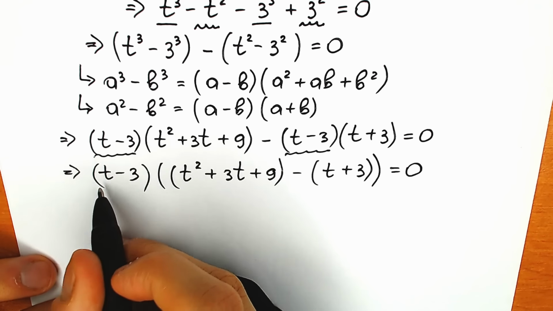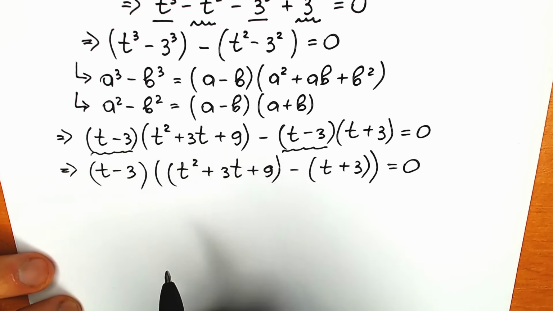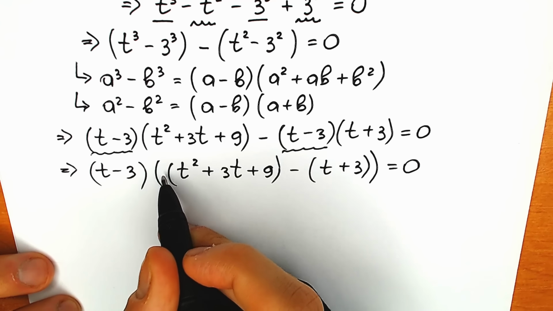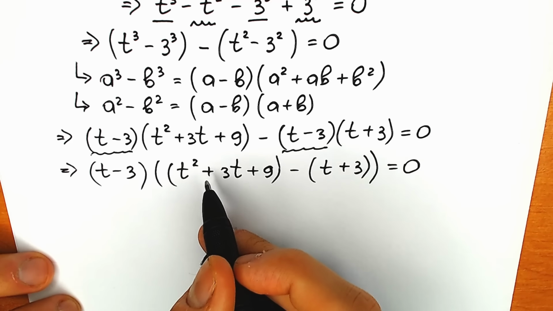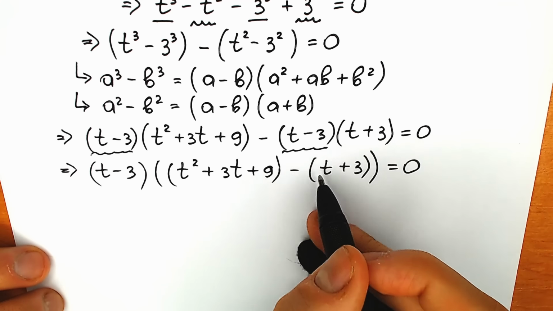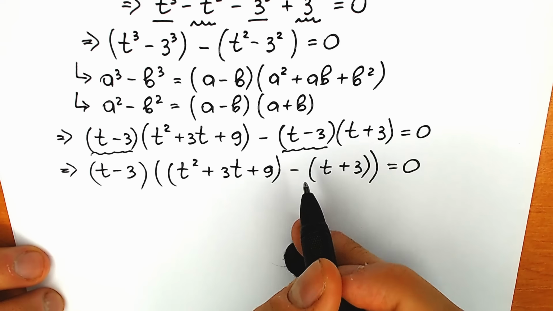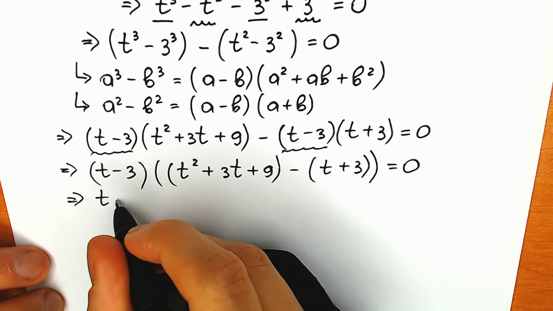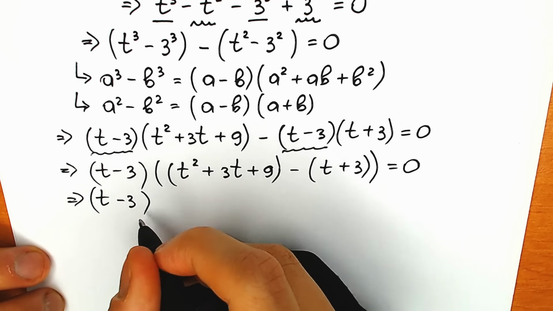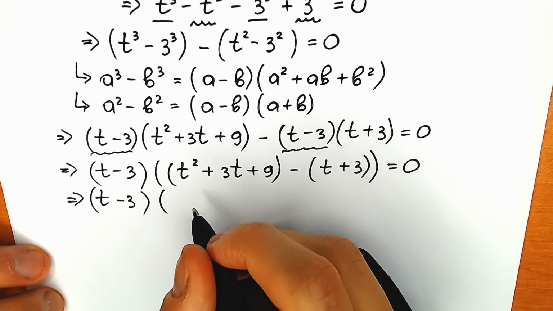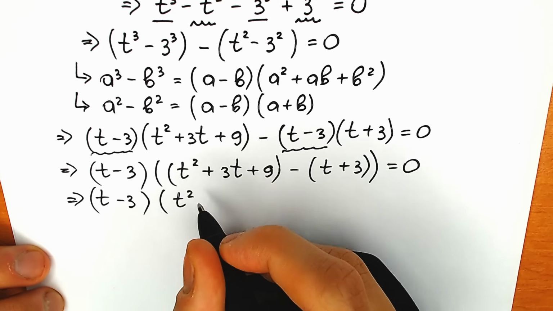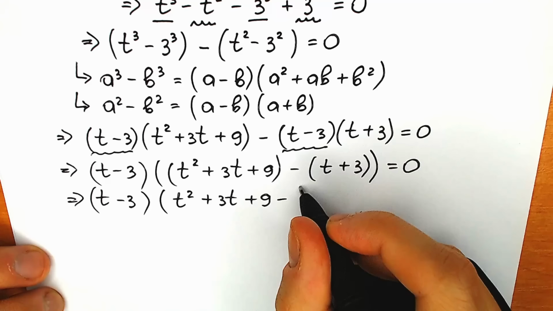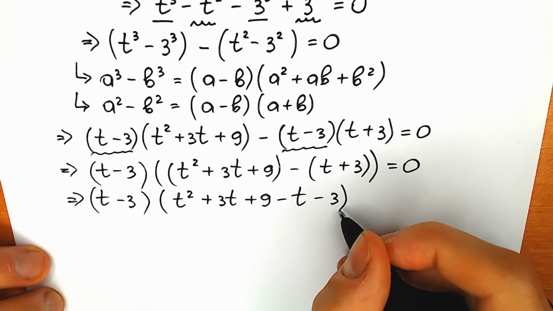Okay, and right now we can't simplify this more. T minus 3, we'll leave it like that. Right here we can simplify it. We can actually get rid of these parentheses because every term of this expression is positive. And right here we just need to change the sign to the opposite one because we have a negative right here. So the first expression without any changes, t minus 3. And in the second expression we just get rid of this parenthesis, so t squared plus 3t plus 9 minus t and minus 3 equal to 0.